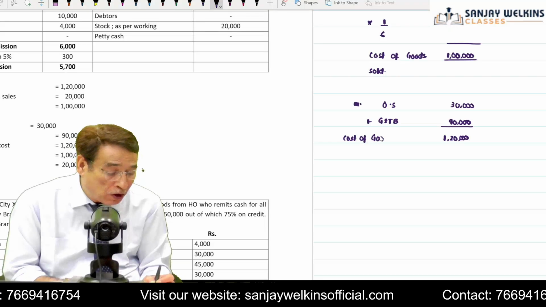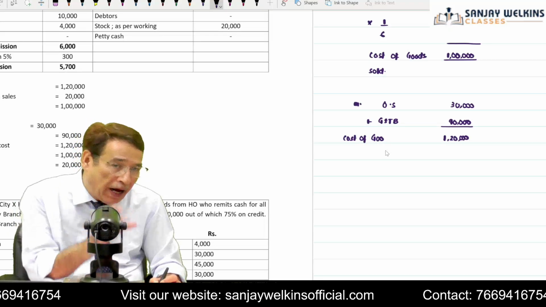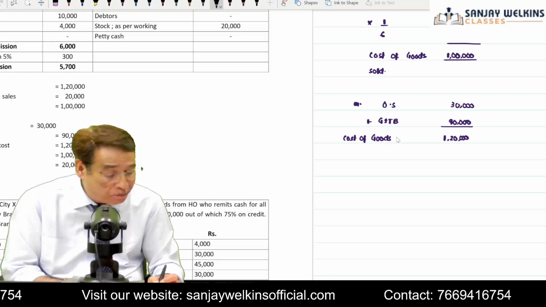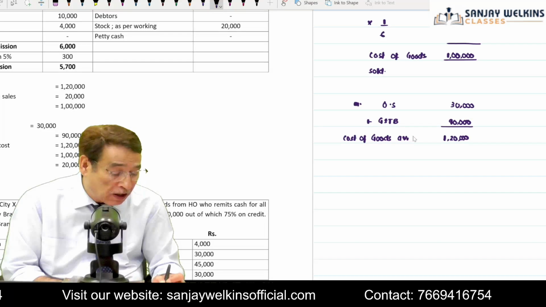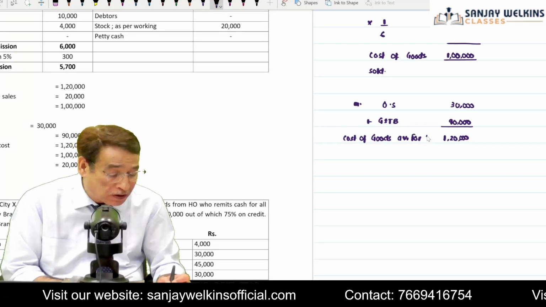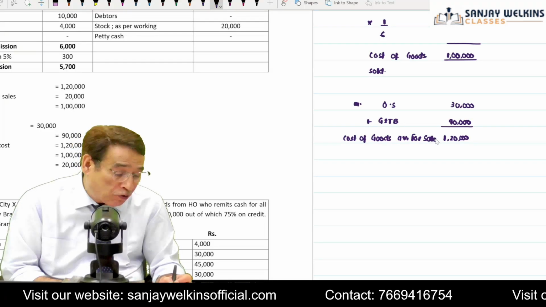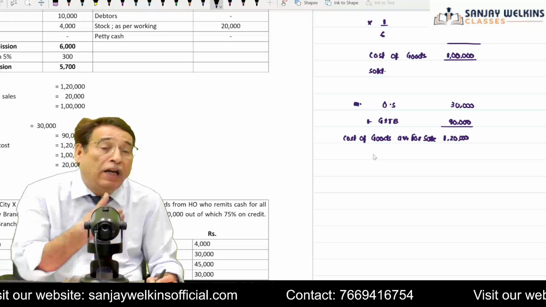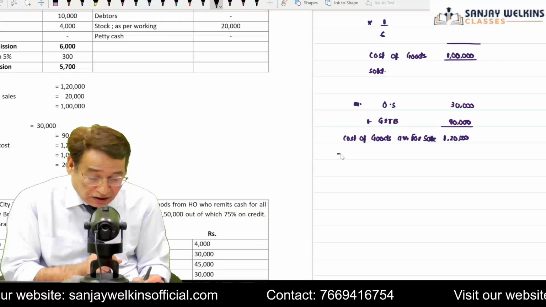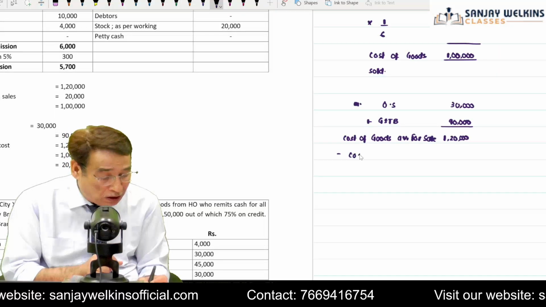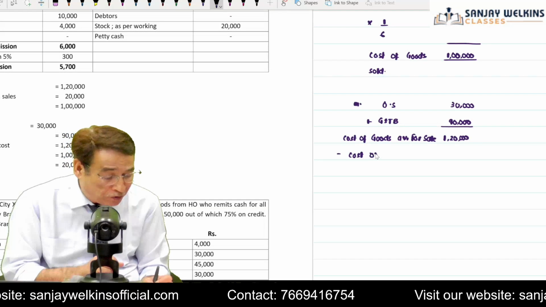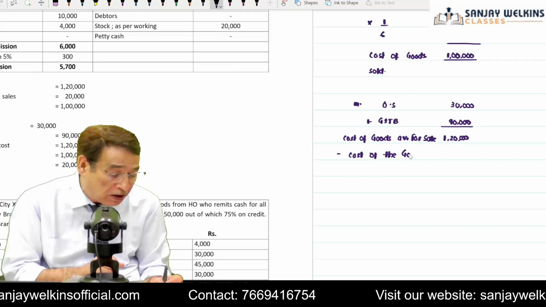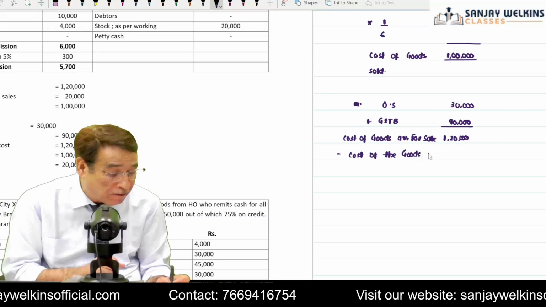That means goods costing 1,20,000 are at the disposal of the branch for sale. Cost of goods available for sale. Now, out of 1,20,000 worth of goods which were available with the branch, we sold 1 lakh worth of goods. So, less cost of the goods sold. Cost of the goods sold in this particular case is actually 1 lakh.